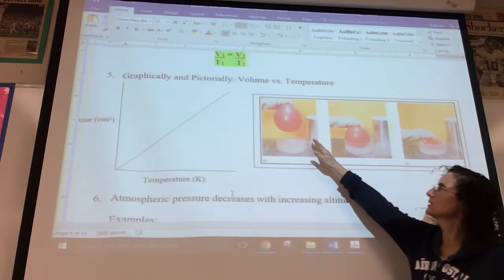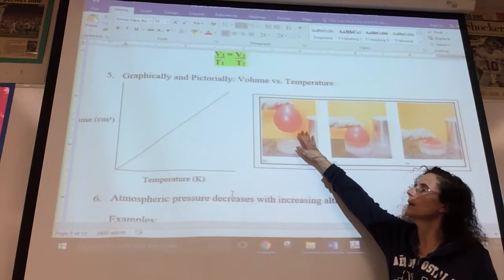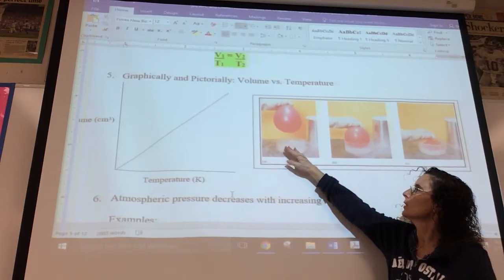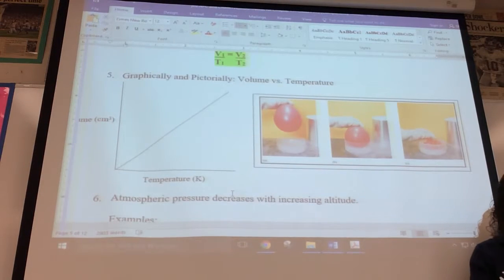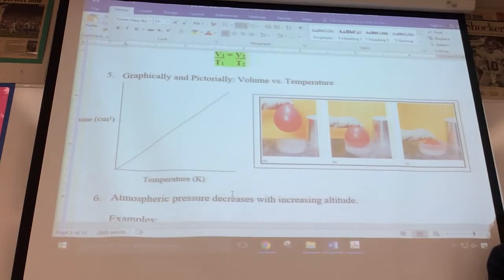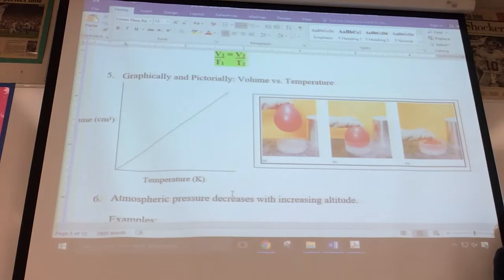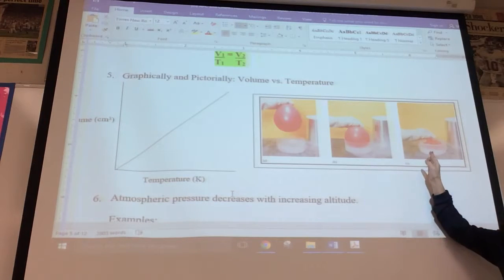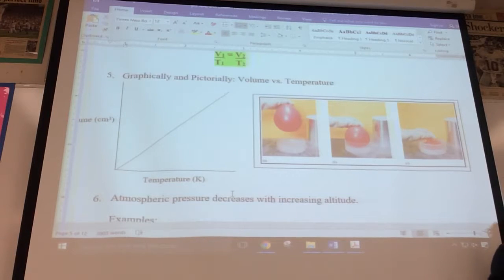Pictorially, what's shown here is if you have a balloon filled with air and you put it into liquid nitrogen, which is very cold, you will see contraction. The volume decreases significantly. So temperature greatly affects the volume of a gas. You don't find that with solids or liquids. So when you decrease temperature, you decrease the volume.